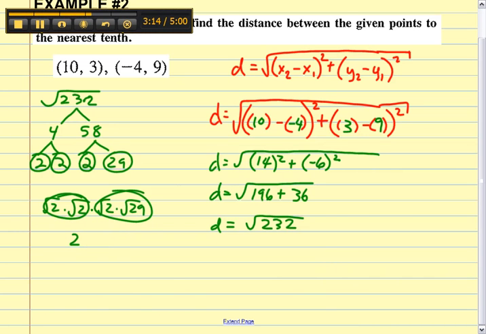2 times the square root of 58. That's what the distance equals, and I'll put a big box around it.